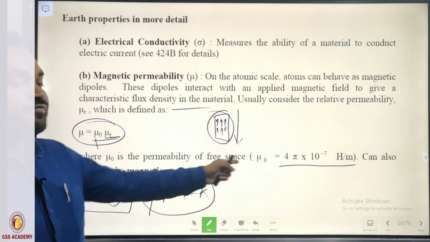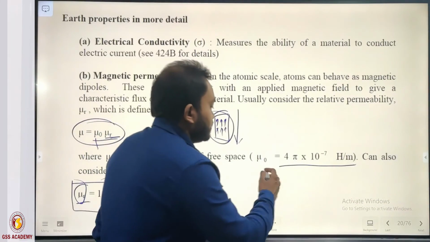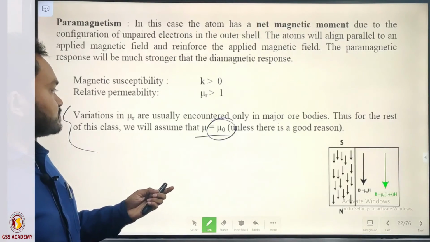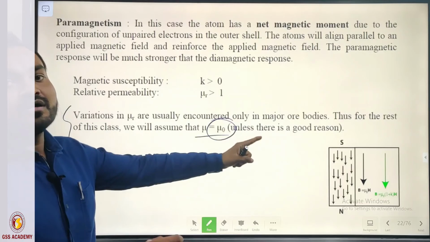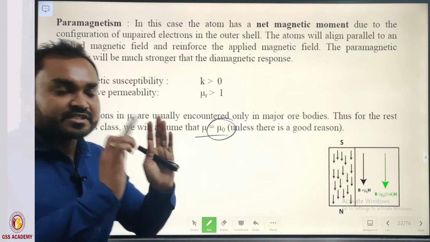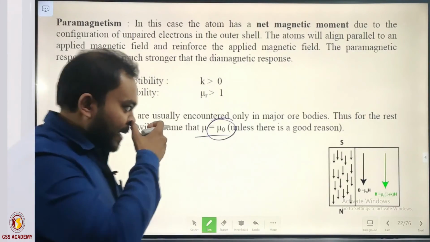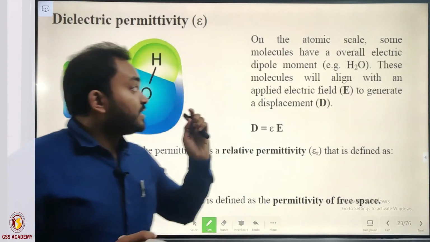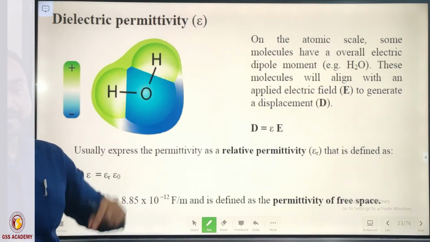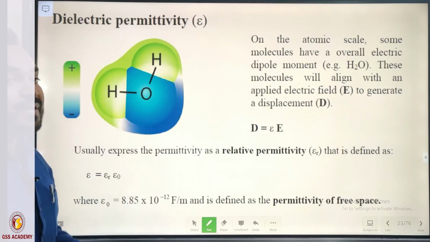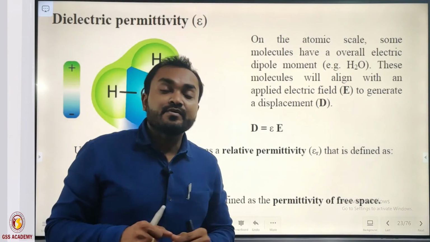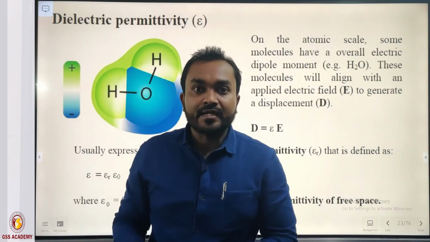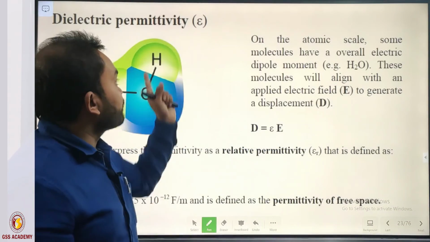This permeability of free space and this mu r are basically the same for all the rocks except some ore bodies, unless there is a good reason. Next is your dielectric permittivity. When we describe the microwave oven, the water has these dielectric properties.